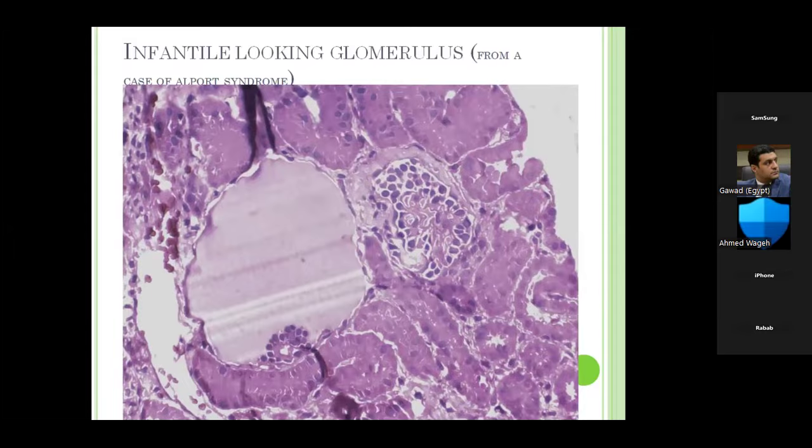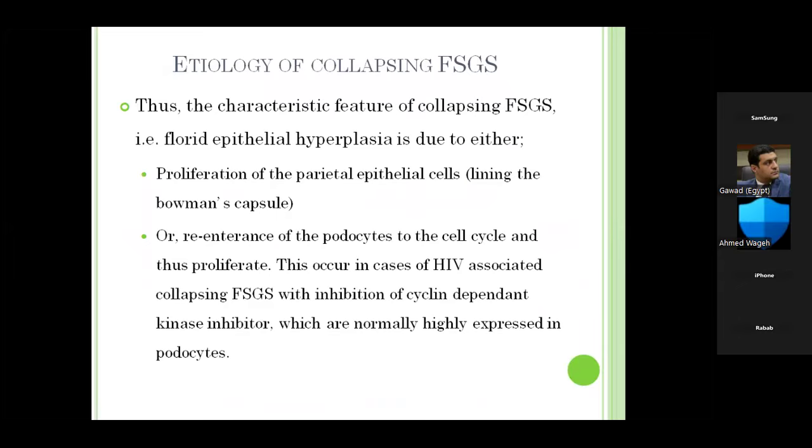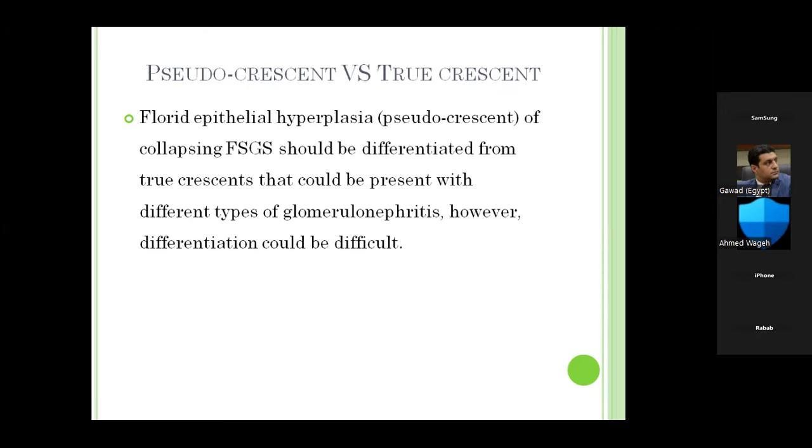Thus, the characteristic feature is a florid epithelial hyperplasia, which is either due to proliferation of parietal epithelial cells lining the Bowman capsule or re-entrance of the podocyte into the cell cycle, and thus proliferation. This occurs in cases of HIV and nephropathies associated with collapsing FSGS, with inhibition of the cyclin-dependent kinase inhibitors, which are normally highly expressed in podocytes.